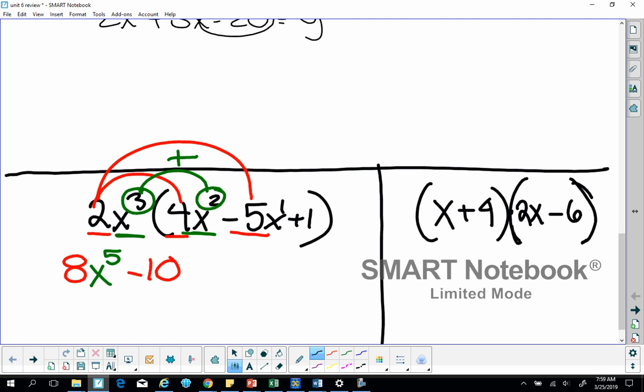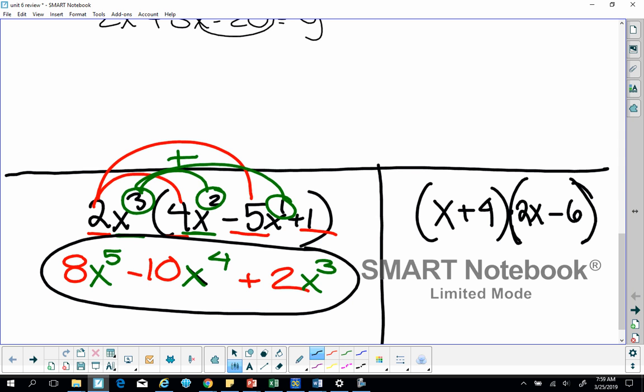So what would this be? X to the what? X to the 4th, right? Because 1 plus 3 is 4. Then I do the last one. 1 times 2 is 2. And then there's nothing to combine it with, so I just bring down the x to the 3rd. And that's my answer. I can't combine any of them because none of them have the same last name. They have to have the exact same exponent. You guys good with that?